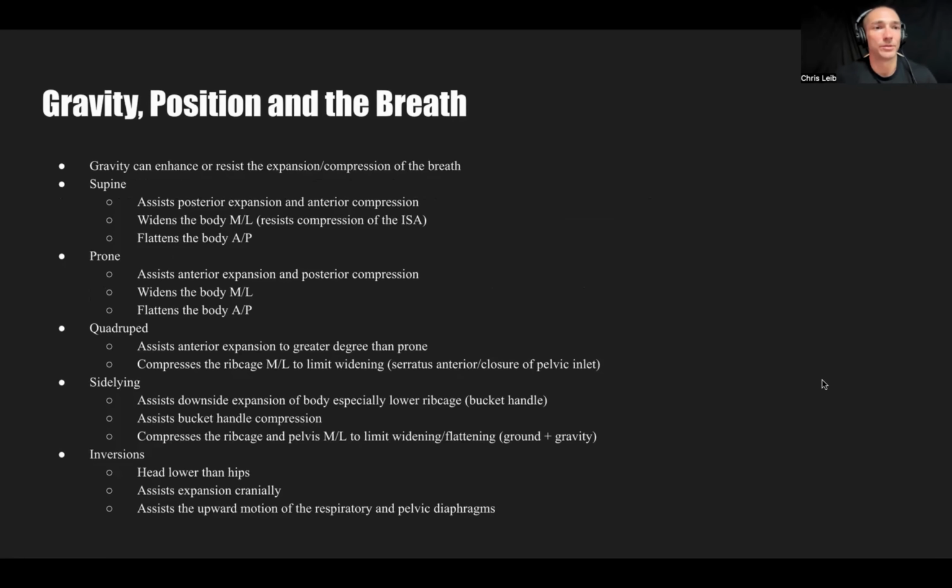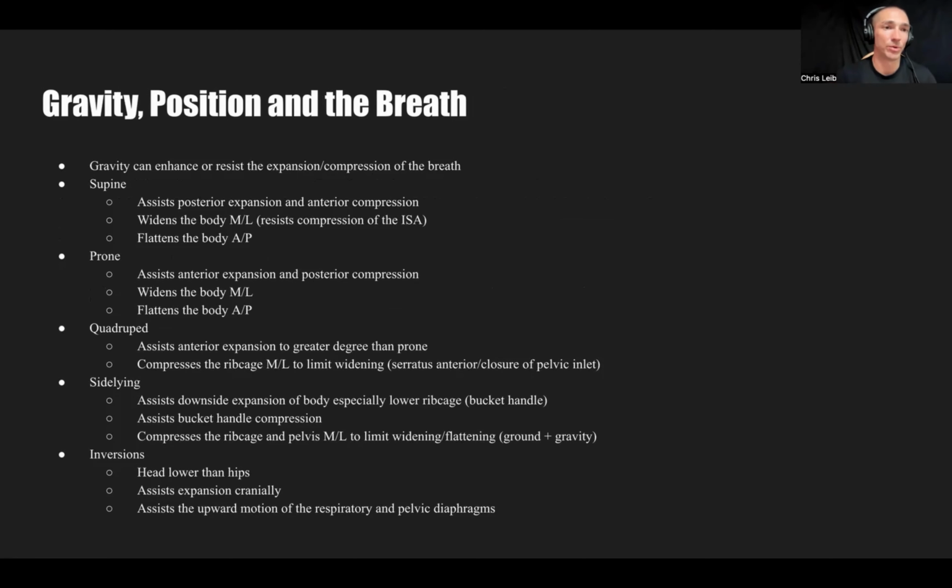And then finally, we'll look at the idea of gravity, position, and the breath. So, gravity can enhance or resist the expansion or compression of the breath. So we just have to think about some of those relationships. So for example, supine would theoretically assist posterior expansion just based on gravity because it promotes this front to back motion, and it would also promote maybe more anterior compression.